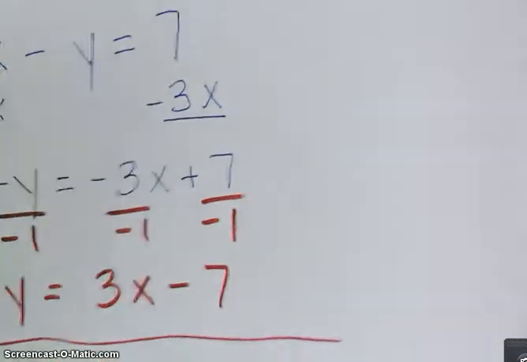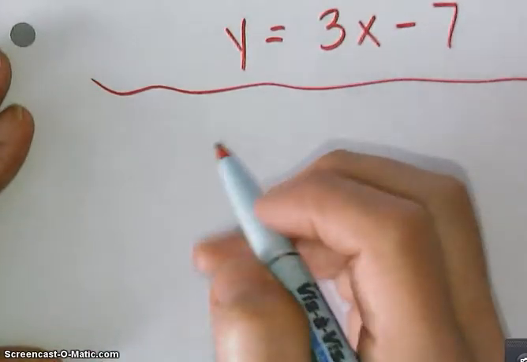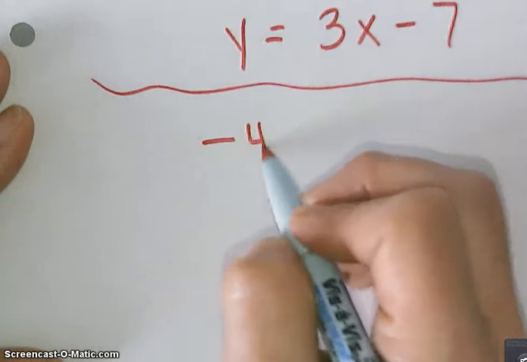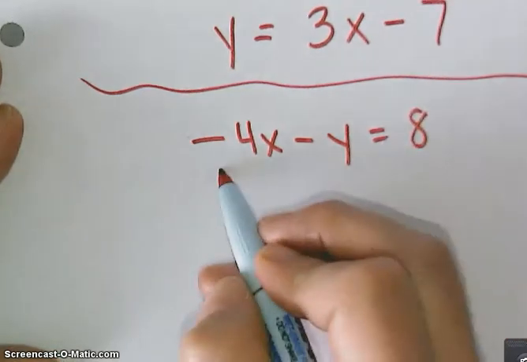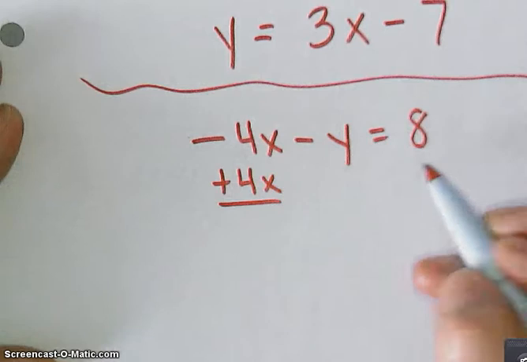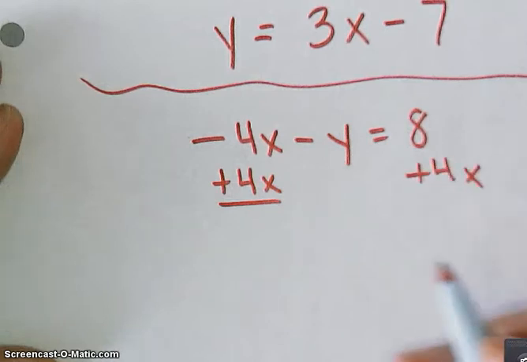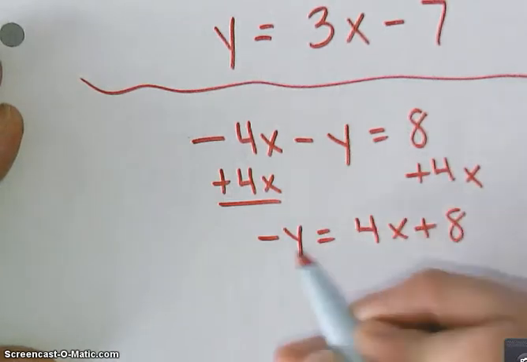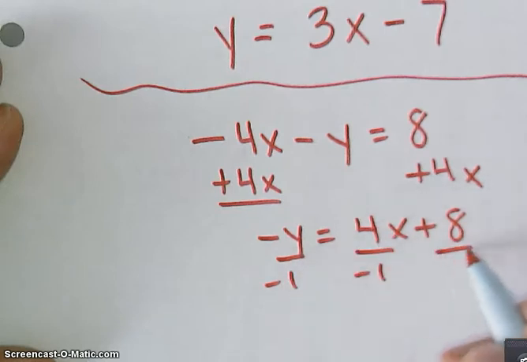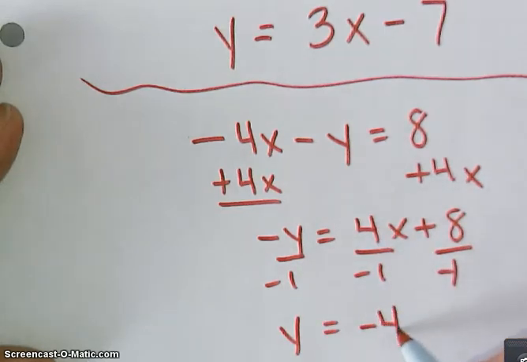Okay, one more. -4x minus y equals 8. I need to add 4x, add 4x. I get -y equals 4x plus 8. Divide everything by -1, and I get y equals -4x minus 8.